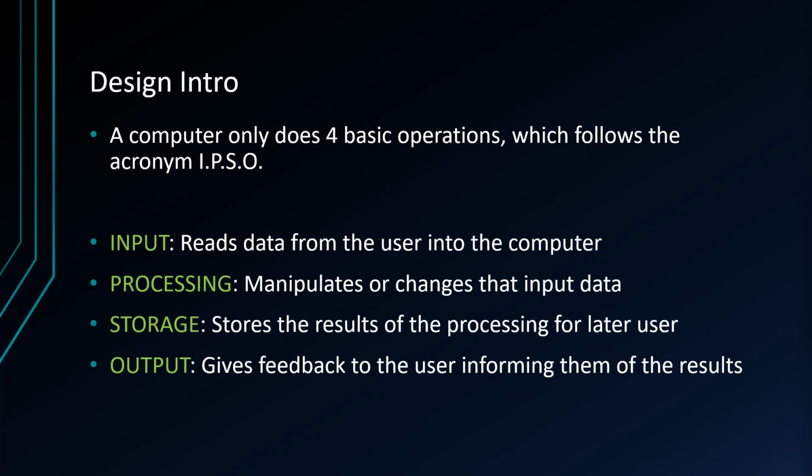So I want to remind you that all of our programs, all of our computers, basically only do four basic operations: input, processing, storage, and output. We know what those operations are. We know input reads data from the user. We know processing manipulates and modifies that data. We know storage is used to store the results of that modification. And finally, we know output is used to give feedback to what we just did, what we changed, or how we modified things.